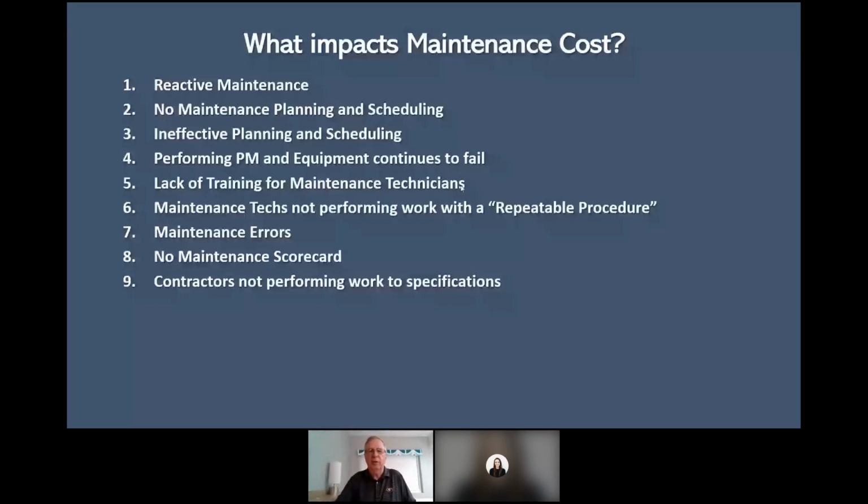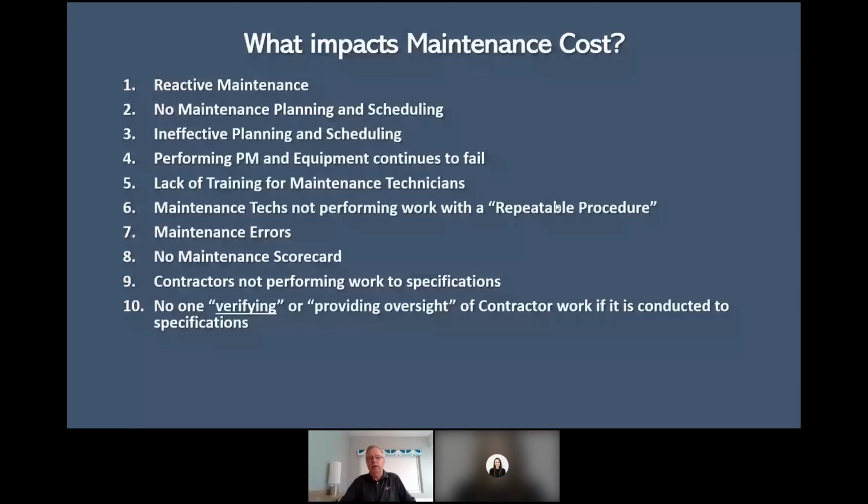Contractors not performing work to specifications. You get contractors in, and they're not doing the work the way it's supposed to be done. No one verified and providing oversight of contractor work if it's conducted to specification. One thing I've seen in a plant recently, when you have a lot of contractors doing work, no one was paying attention to where the ground lead was on the welding machine that was doing the welding. The ground lead was about, I'd say, 100 meters from where the welded area was. So what does that mean? The current goes the path of least resistance, which is electrical circuits, motors, bearings, and so on.